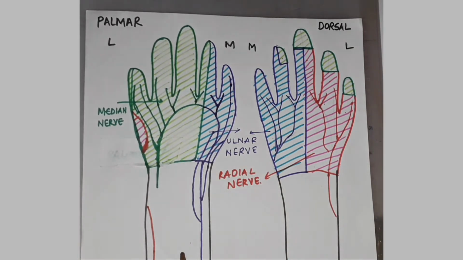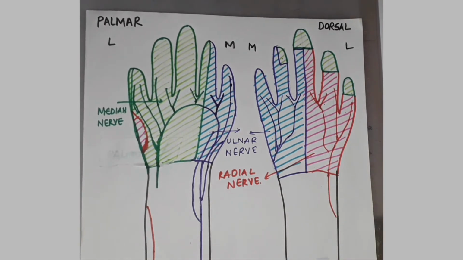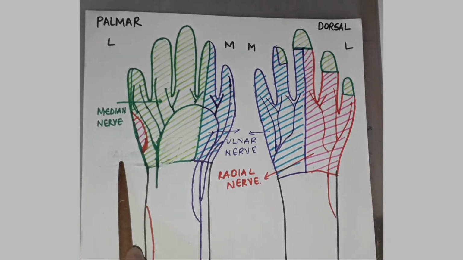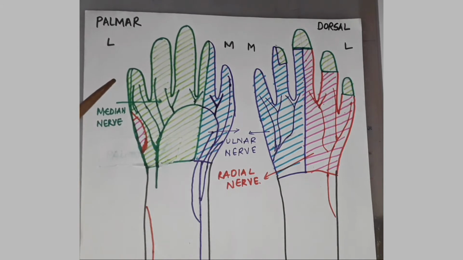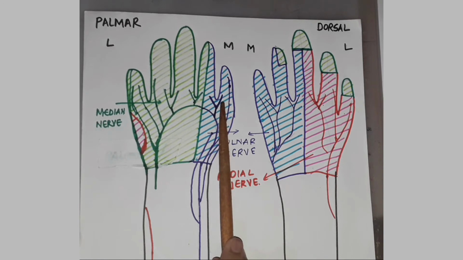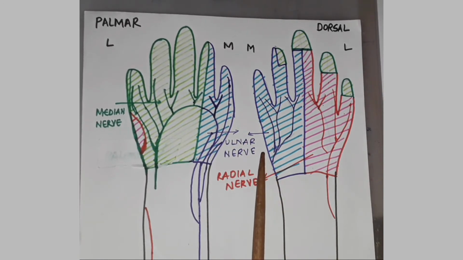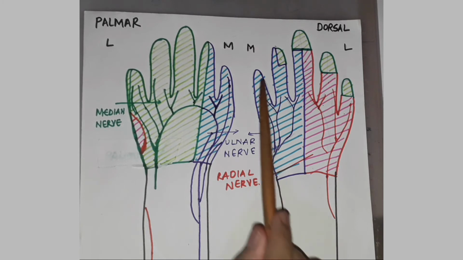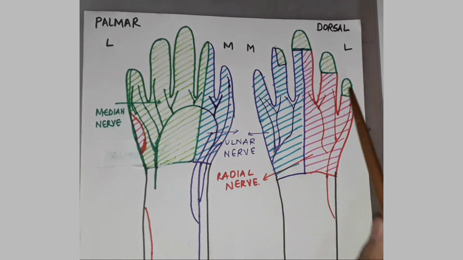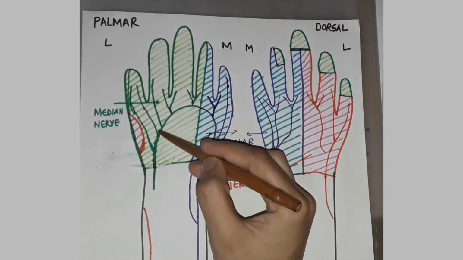This is the palmar aspect of the upper limb, and this is the dorsal aspect of the upper limb. This side is the lateral side, which means this is the thumb, and this side is the medial side, which means this is the little finger. This side is the medial side of the dorsal aspect of the upper limb, which means this is the little finger, and this is the lateral side of the dorsal aspect of the upper limb, which means this is the thumb. This green color nerve is the median nerve.